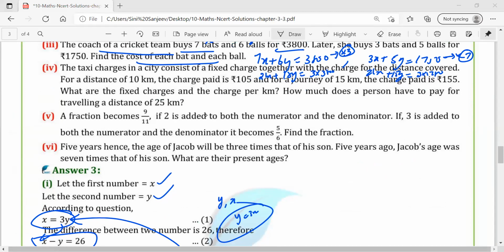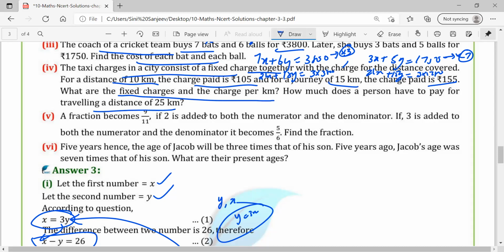Now the next question: the taxi charges in a city consist of a fixed charge together with the charge for a distance covered. For a distance of 10 kilometers, the charge paid is 105, and for a journey of 15 kilometers, the charge paid is 155. What are the fixed charges and charge per kilometer, and how much does a person have to pay for traveling a distance of 25 kilometers? This is the question.